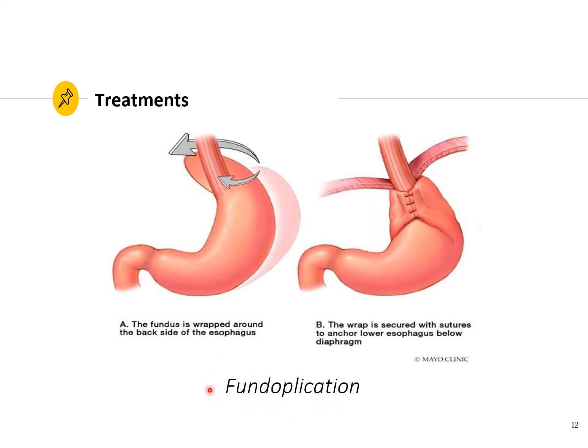This surgery involves the wrapping of the fundus around the backside of the esophagus, and the wrap is secured with sutures to anchor the esophagus below the diaphragm, and also adds some power to the lower esophageal sphincter, which stops the acid from entering the esophagus.